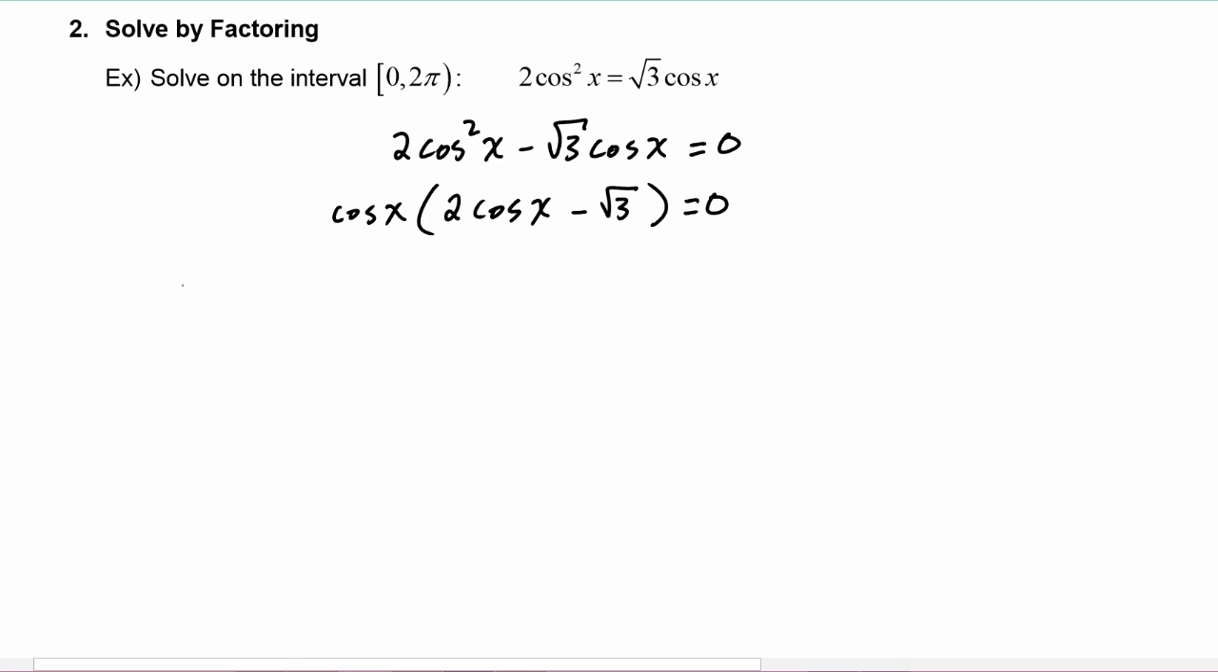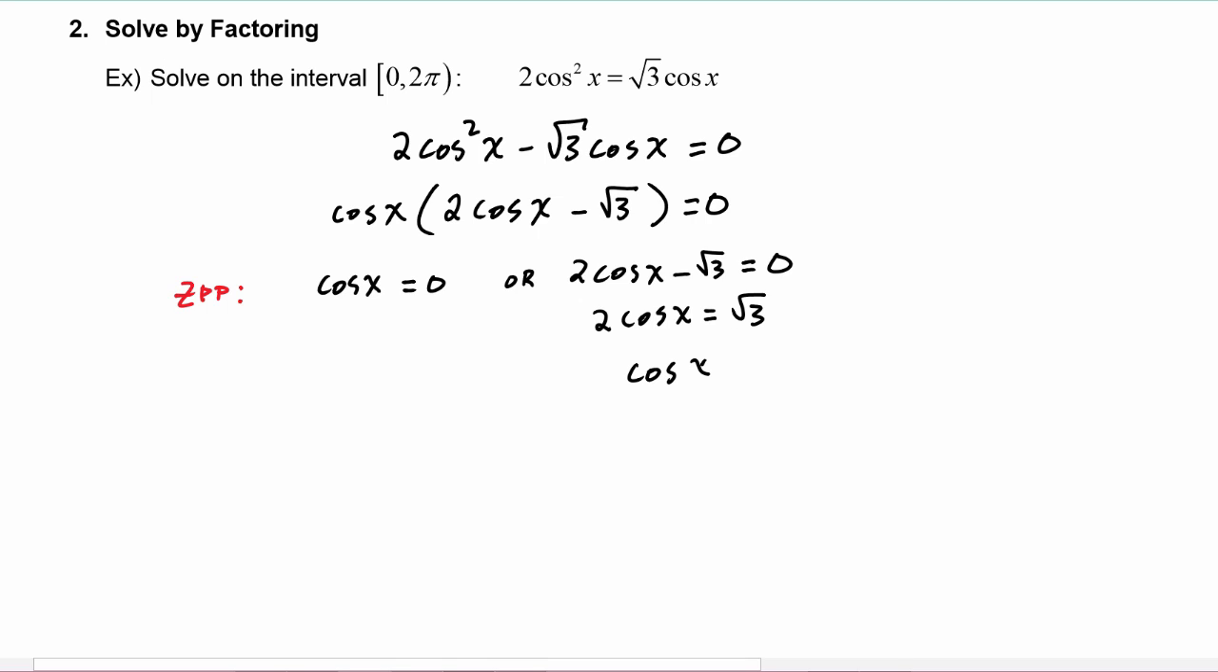Next, we will use the zero product property, and we'll say that cosine of x is equal to 0, or 2 cosine of x minus radical 3 is equal to 0. Here, we have to solve for the cosine of x, so we have 2 cosine of x is equal to radical 3, or cosine of x is equal to radical 3 over 2.